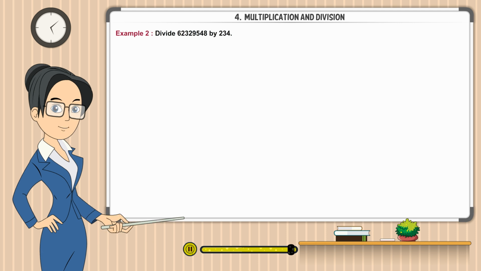Example 2. Divide 6 crore 23 lakh 29,548 by 234. Solution.